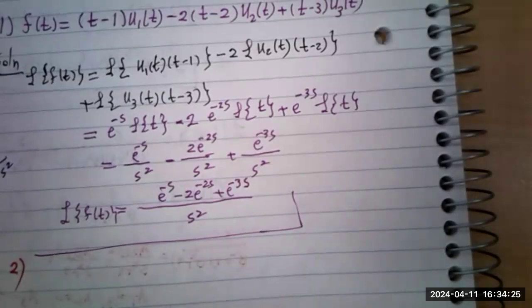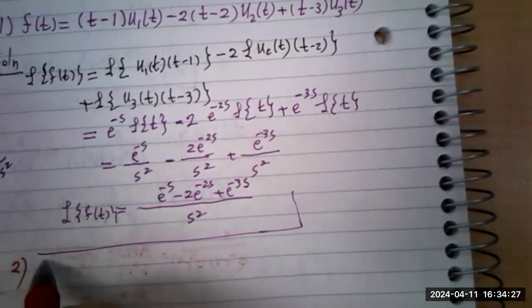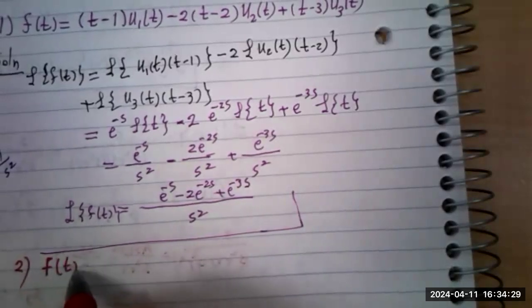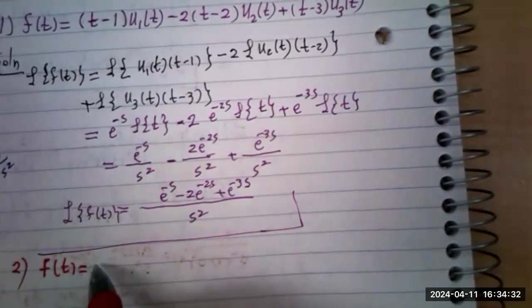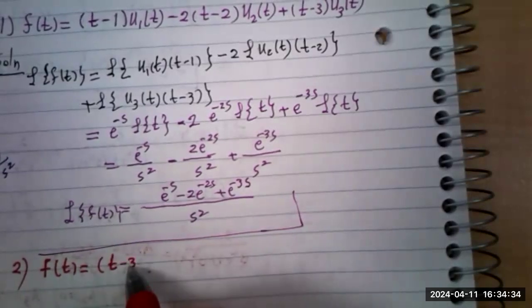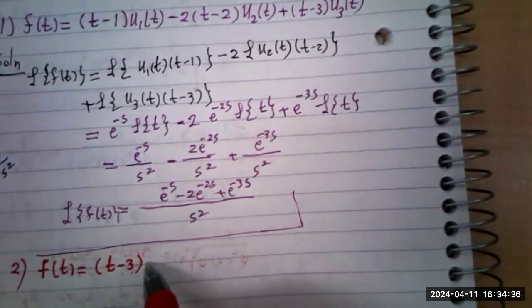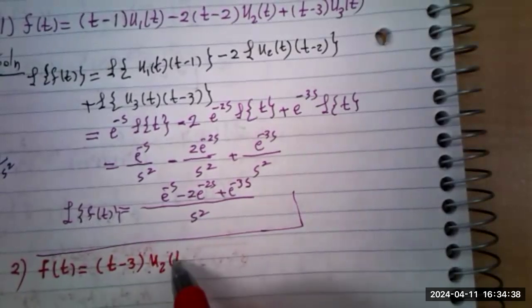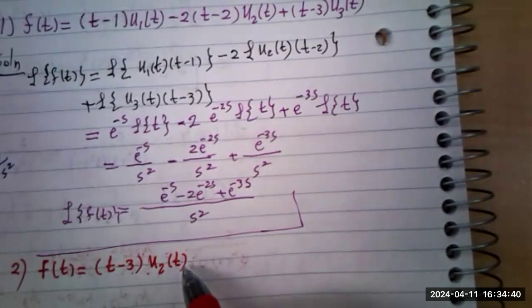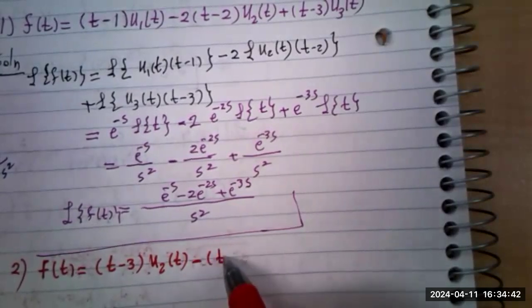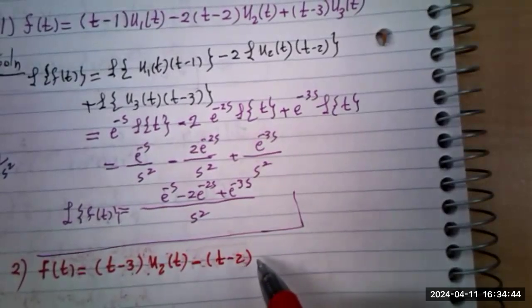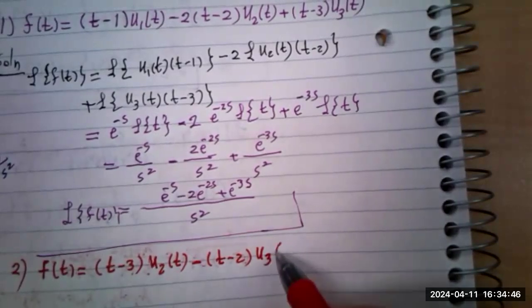Next one, so repeat to do. Let's see if we can find out how we're going to do it. f(t) = (t − 3) u2(t) − (t − 2) u3(t). Look at this one.